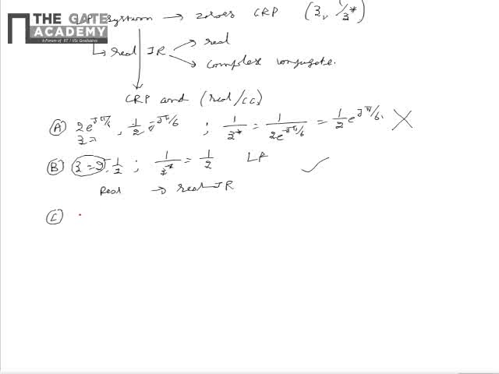Now let us consider option C. Here we see that the zeros are not complex conjugates, hence the system will not have a real impulse response, so option C is also not correct.